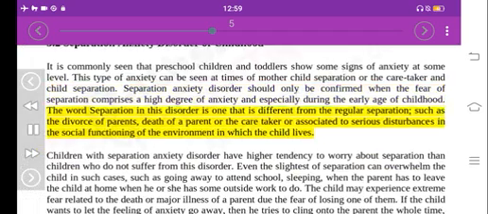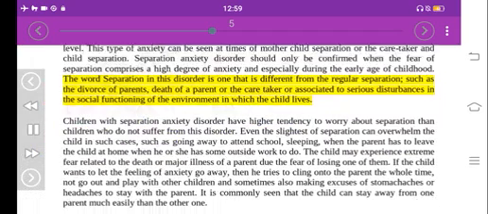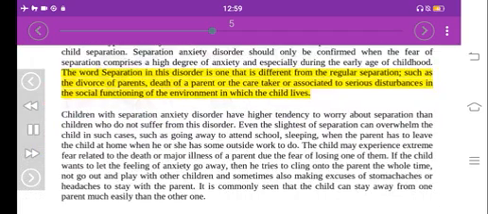The word separation in this disorder is different from regular separation, such as the divorce of parents or the death of a parent or caretaker, which are associated with serious disturbances in the social functioning of the environment in which the child lives.